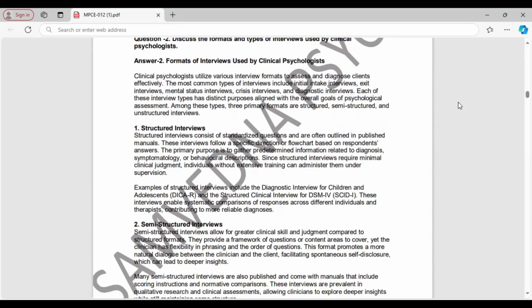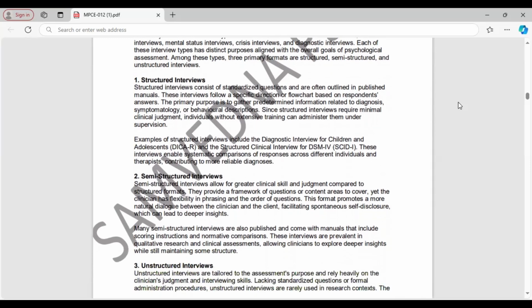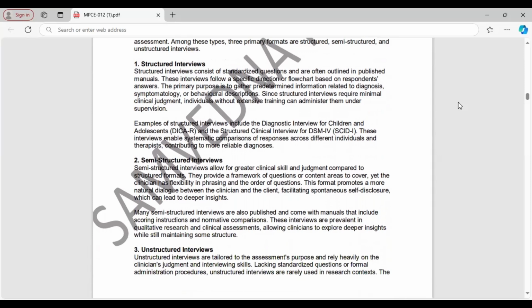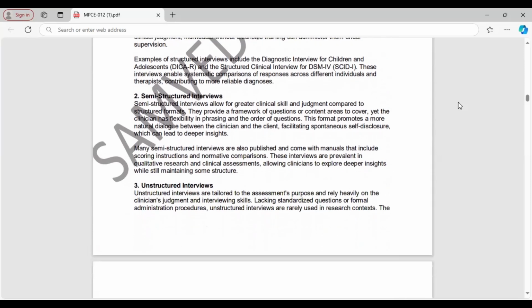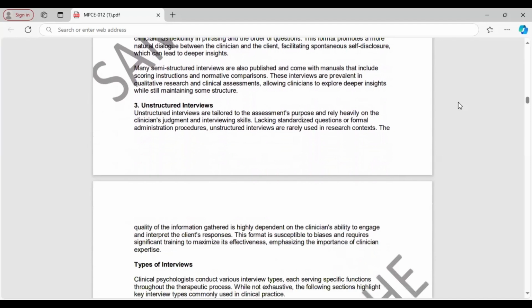Semi-structured interviews offer more flexibility while maintaining a framework of questions. Clinicians can adjust the phrasing and order of questions, promoting a natural dialogue. This format allows for deeper insights while still adhering to some structure, making it widely used in both research and clinical settings. Unstructured interviews are customized to clients' needs, relying on the clinician's judgment.